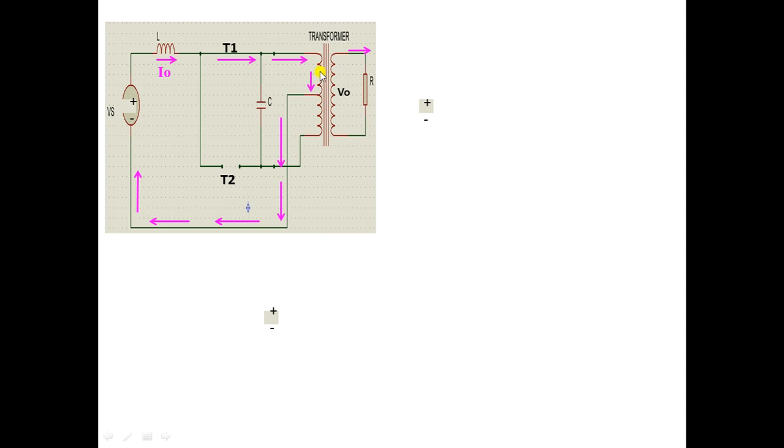Now because of this magnetic flux produced, there is an induced EMF in the upper half of the primary winding, as well as an induced EMF in the lower half of the primary winding. This induced EMF is Vs and this induced EMF is Vs. So the total voltage across the primary winding is Vs plus Vs, that is 2Vs, produced across the primary winding of the transformer.